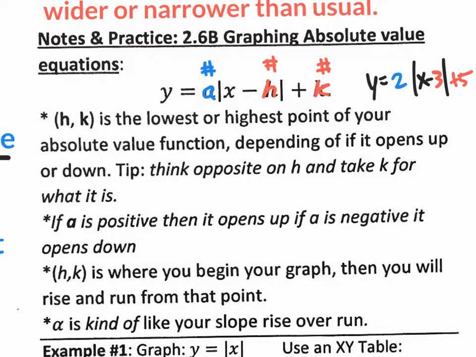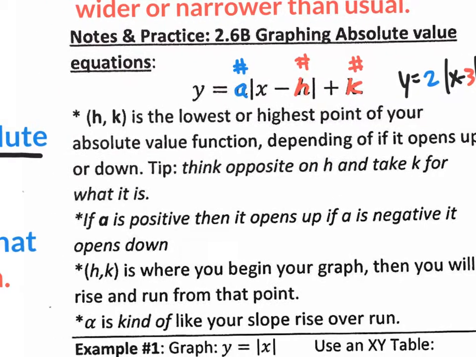So let's continue reading here. If a is positive, then it opens up. So if this number out here is positive, the V is going to open up. This 2 right here is going to cause it to open up. (h, k) is where you begin your graph, and then you will rise and run from that point. You're thinking, where am I going to get the rise and the run? I don't see an m up here, but it says right here, a is kind of like your slope, rise over run.